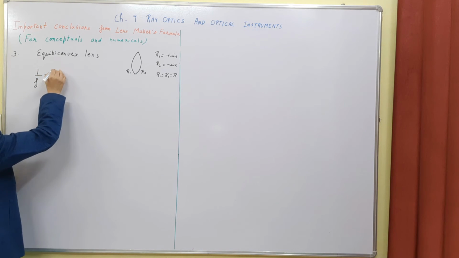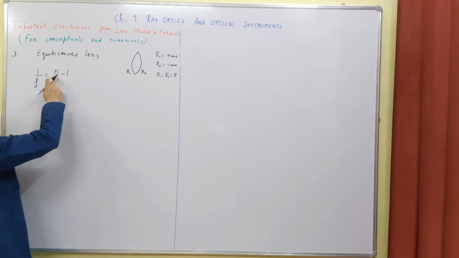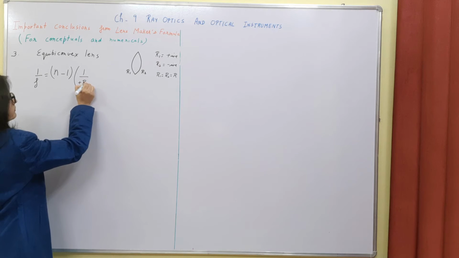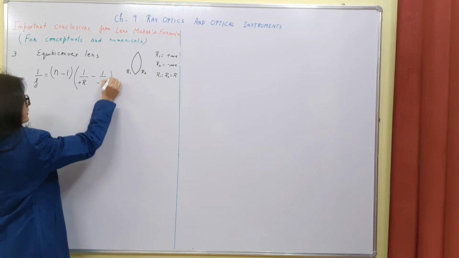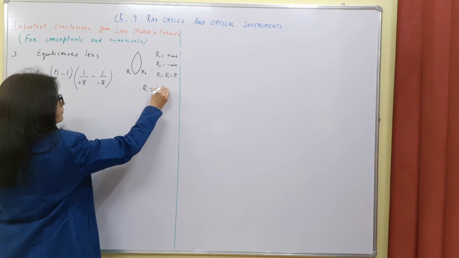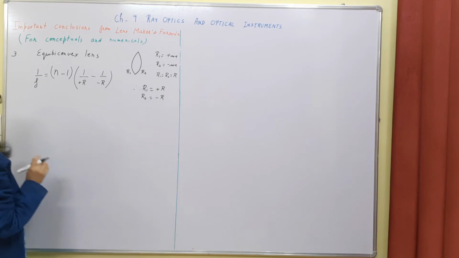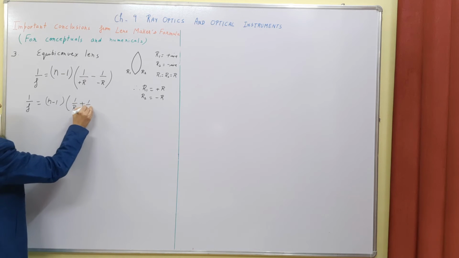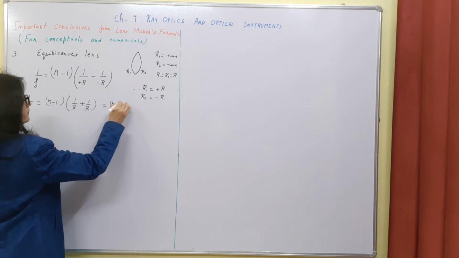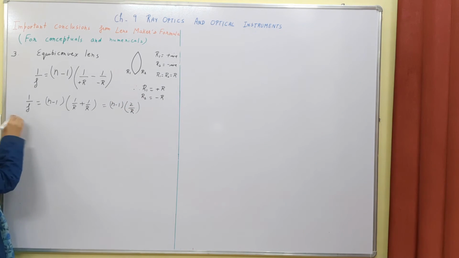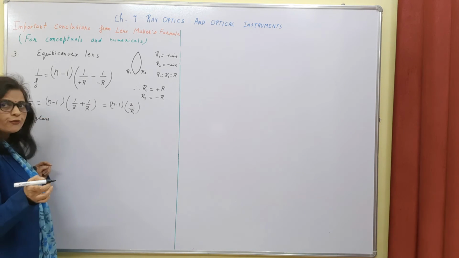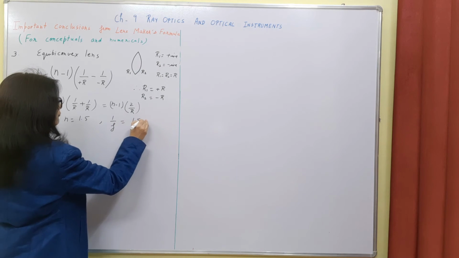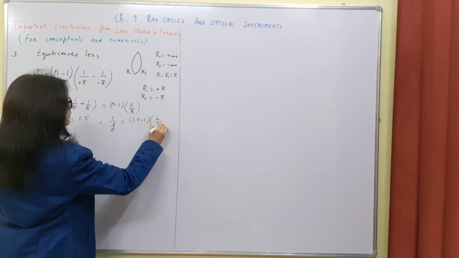1 by F is equal to N minus 1 when it is of glass or any material placed in air, and this is 1 by R1, R1 is plus R, minus 1 by R2, R2 is minus R. Right? So let's solve it. 1 by F is equal to N minus 1, and this is 1 by R plus 1 by R. Right? This gives me N minus 1 and 2 upon R. Now for glass, what is the value of N? N is 1.5, right? So we can find 1 by F is equal to 1.5 minus 1 and 2 upon R.